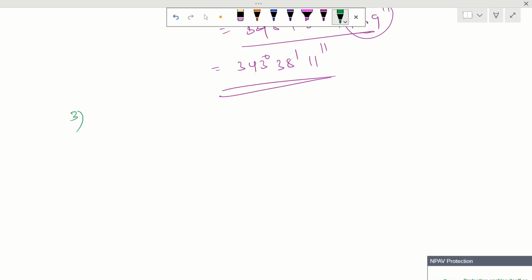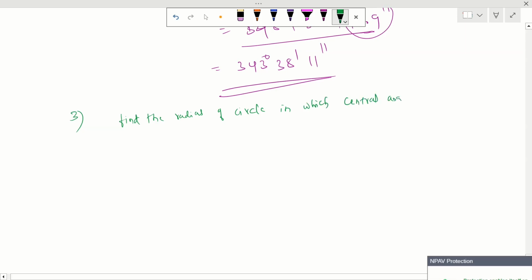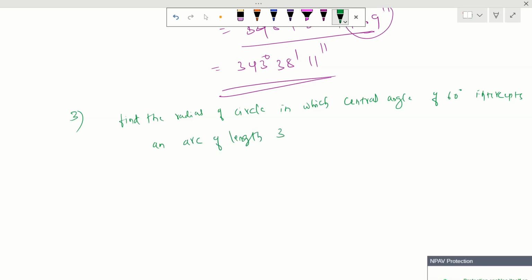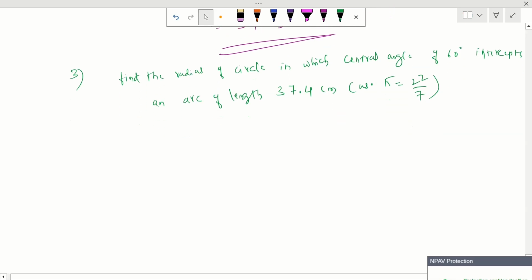So here in the third example, find the radius of a circle in which a central angle of 60 degrees intercepts an arc of length 37.4 centimeters. In the problem they have given, in brackets, use pi is equal to 22 by 7.